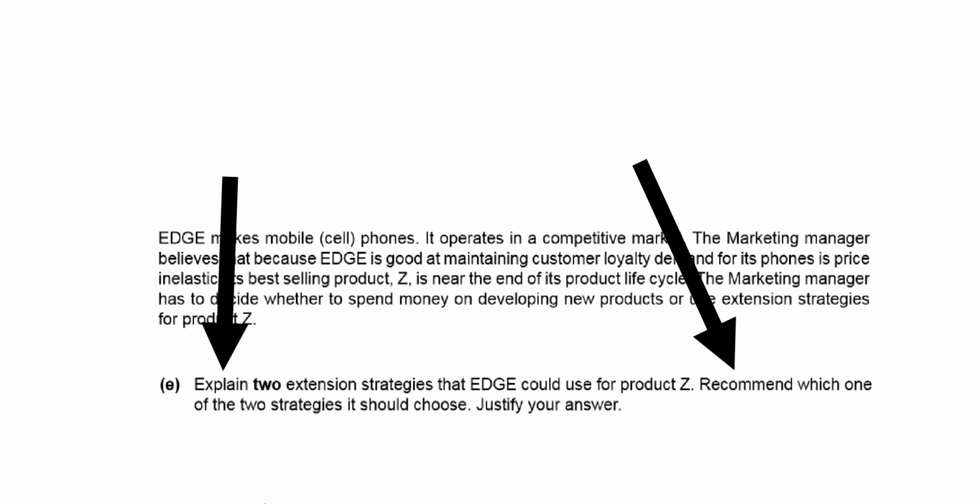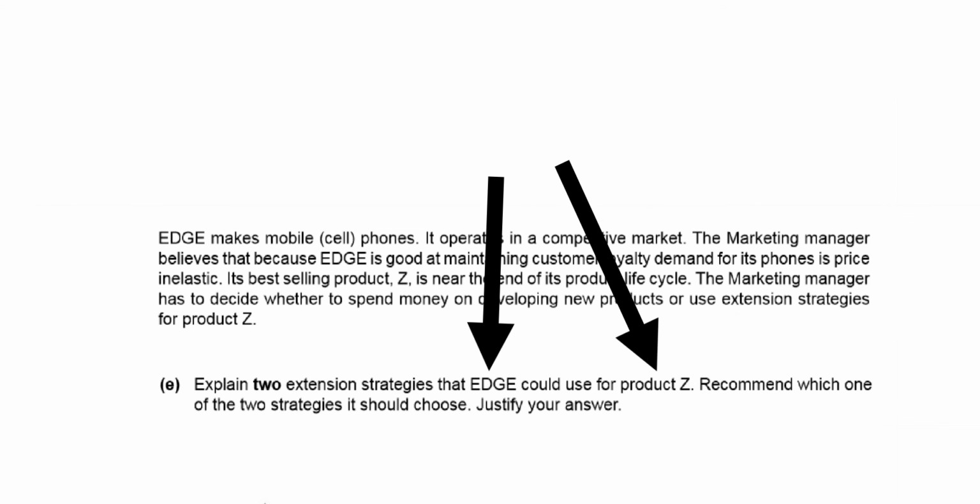For the instruction, we look for the command words. It's asking us to explain, and it's also asking us to recommend. If we look at the direction, it's directing us towards the information above. So we have to make sure our answer fully relates to it, and it's telling us about product Z. To understand what product Z is, we need to read the information, and that will allow for the application of the answer.